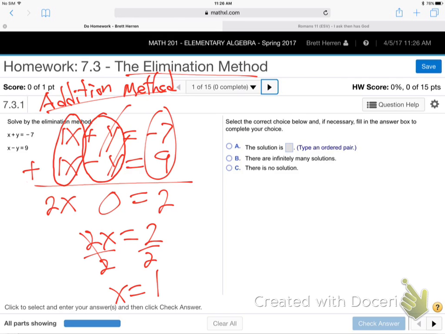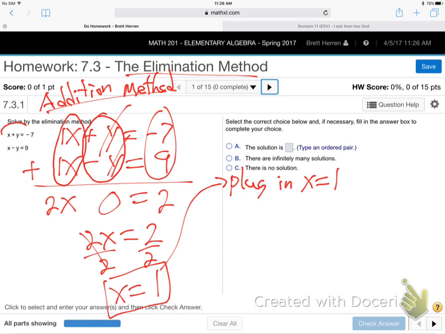Now, can we get y? We need y also because that's part of the original question. Now that we have x, we have half the answer. How do we go get y? What do you think? Plug 1 in for x. Yeah. So plug in x equals 1. Plug in where? Pretty much anywhere you want.